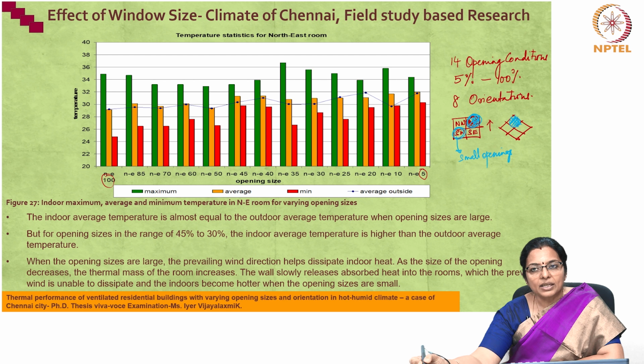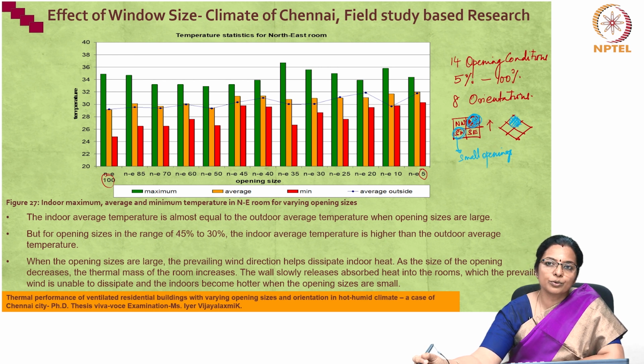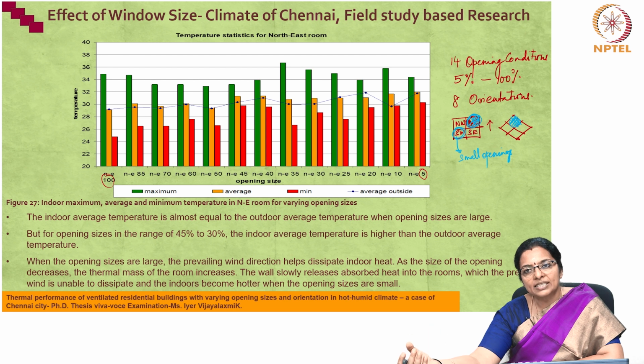So, the thermal capacity of the wall depends upon the quantity of wall surface as against the openings. Along with the solar radiation and wind, the thermal capacity of the wall contributes to the indoor temperature when the wall areas are large, when the opening sizes are 15% to 0%. When opening sizes are small, wall areas are large.